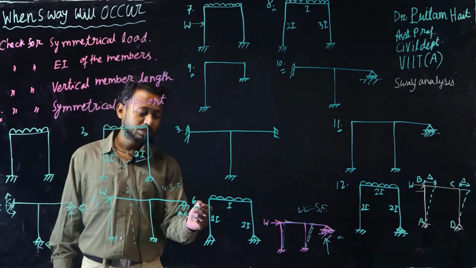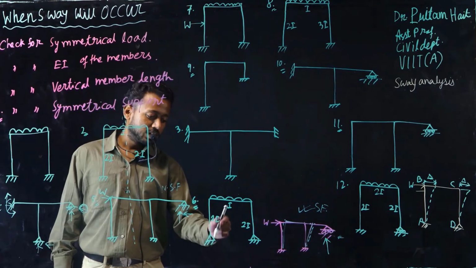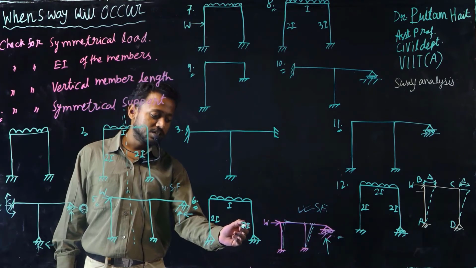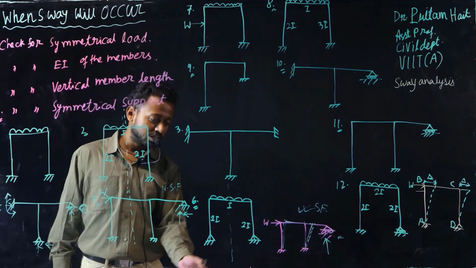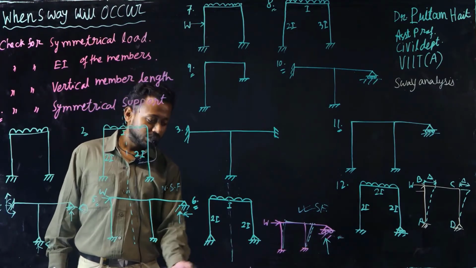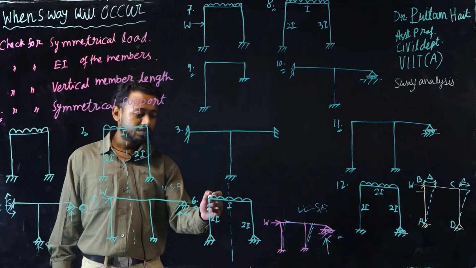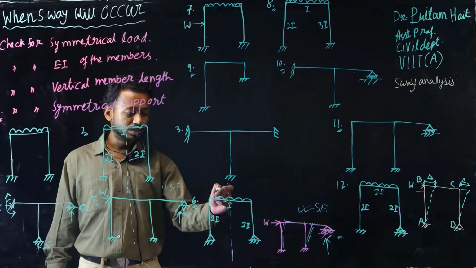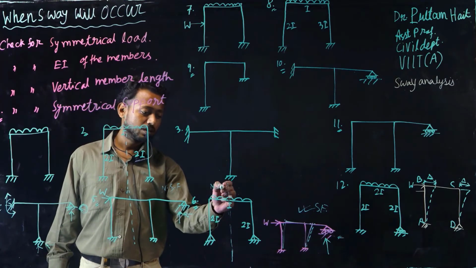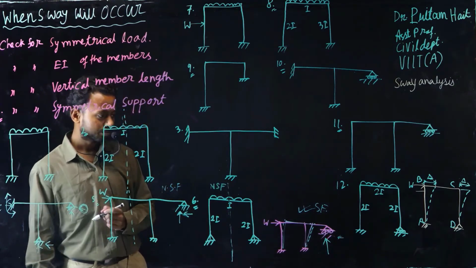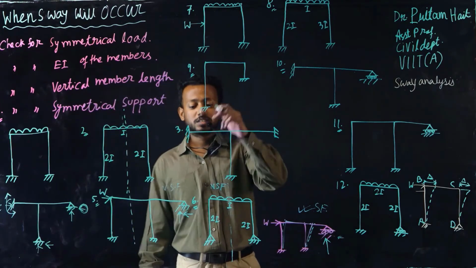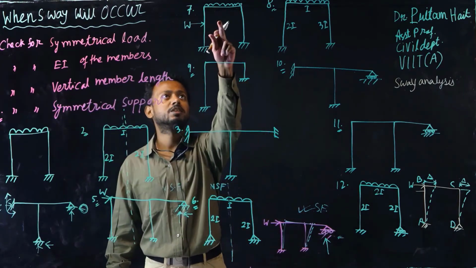Now come to the sixth example. The EI, the flexural rigidity, is symmetric about the center of gravity of the frame, the support condition is symmetric, the loading is symmetric, and the length of the vertical member is symmetric, so this is a non-sway frame. Okay, this is the sixth example. Come to the seventh example.